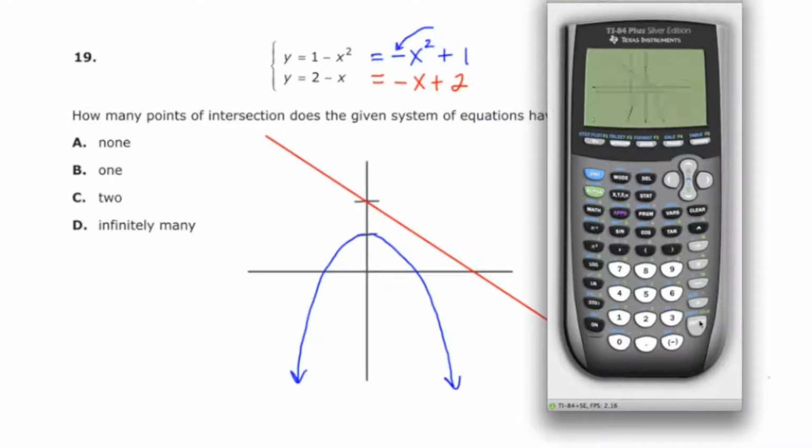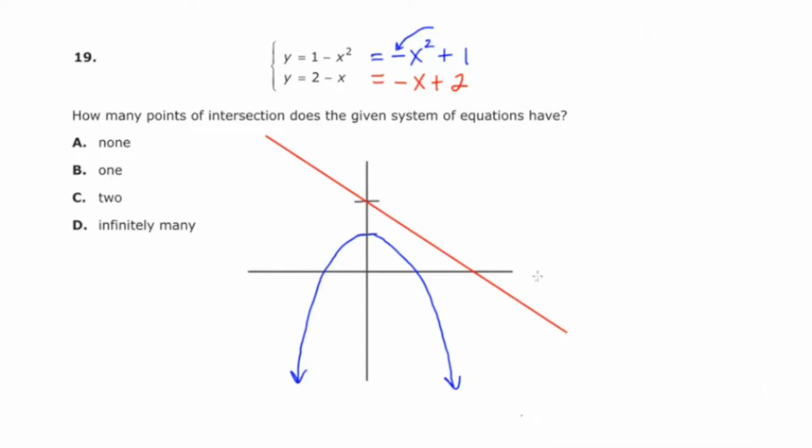So here I go. So there's the parabola opening down, and there's the line with the negative slope. And I think it's pretty clear that these graphs have no points in common. There's no point of intersection. So for that reason, I'm going to select for my answer that there are no points of intersection, so I'm going to put answer choice A.